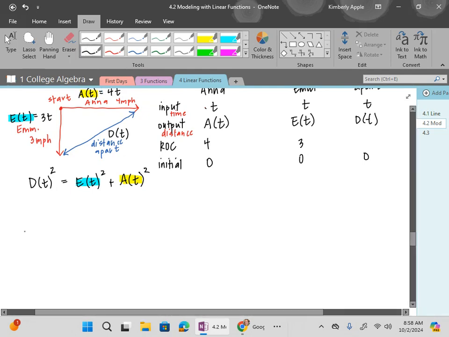So let's do that. So let's rewrite this. I'll have d of t squared. E of t is actually 3t, right? Squared. And a of t is actually 4t squared. And now we can do some algebra. So d of t squared would actually equal 9t squared plus 16t squared.